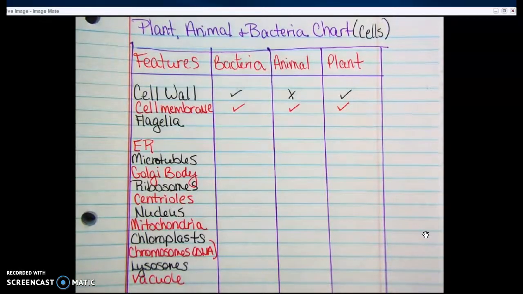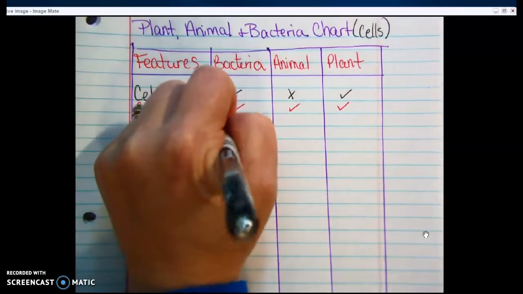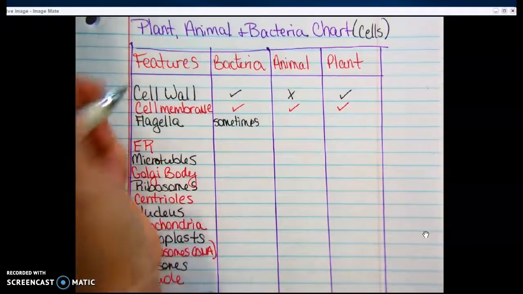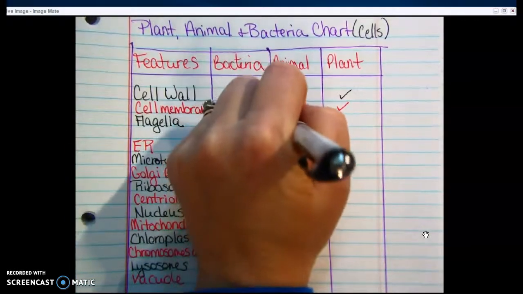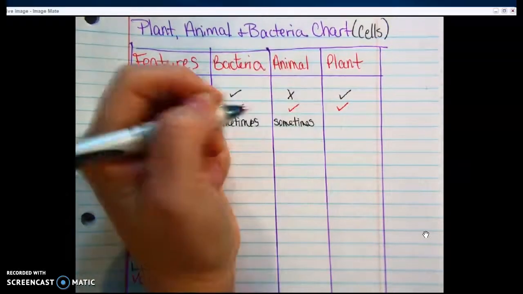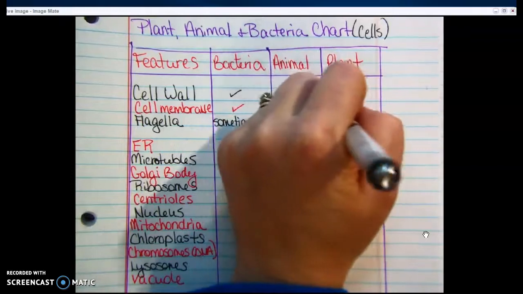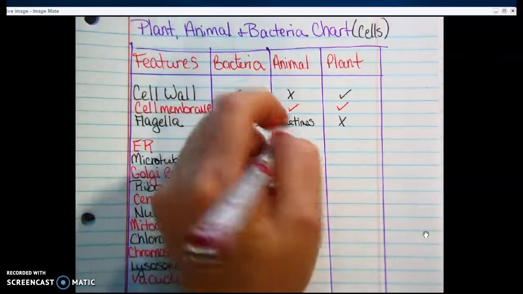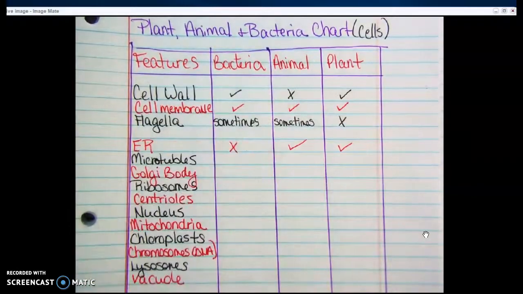Okay? Flagella. Flagella is basically used for locomotion in single cellular organisms, and we are going to go over it more in class tomorrow. But for now, a bacteria sometimes has it, so we're going to put sometimes. Animals sometimes have them because we do have single unicellular animals, and these ones do not. All right. The endoplasmic reticulum. Bacteria don't have it. Animals and plants do.